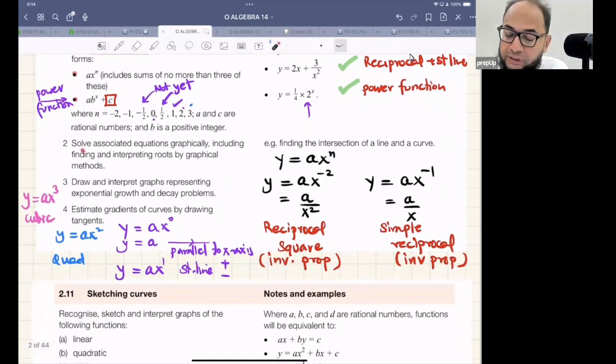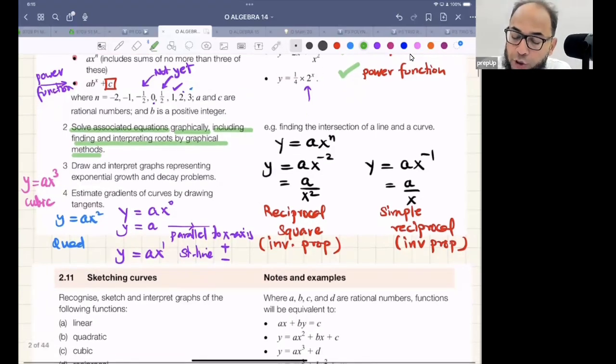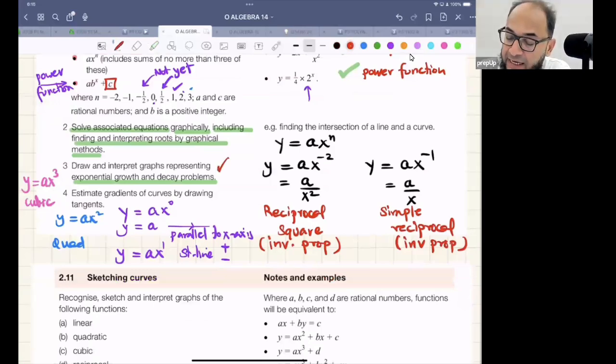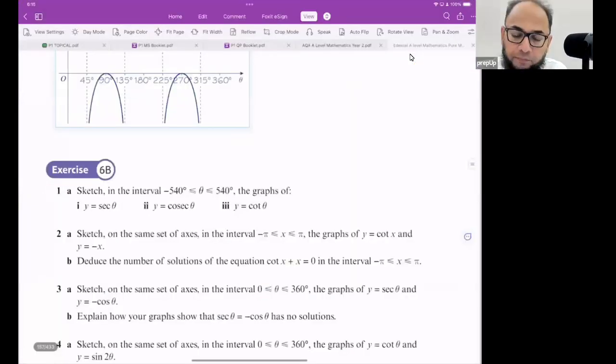Now it says solve associated equations graphically, including finding and interpreting roots by graphical methods. This we will study. Draw and interpret graphs representing exponential growth and decay problems. This is again not yet studied. We will study them soon. Just giving you a sneak preview.